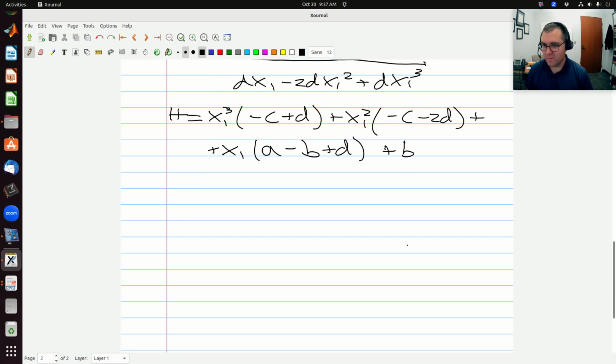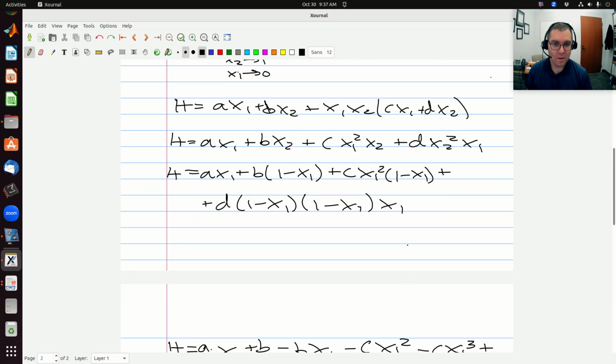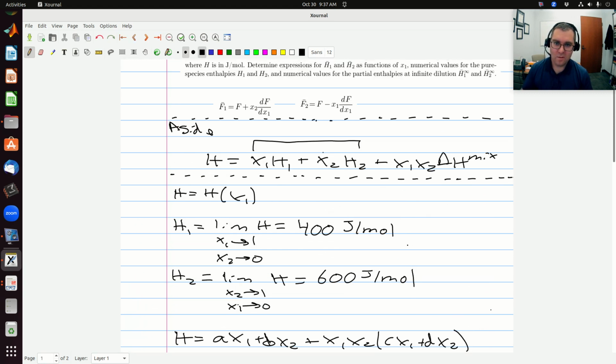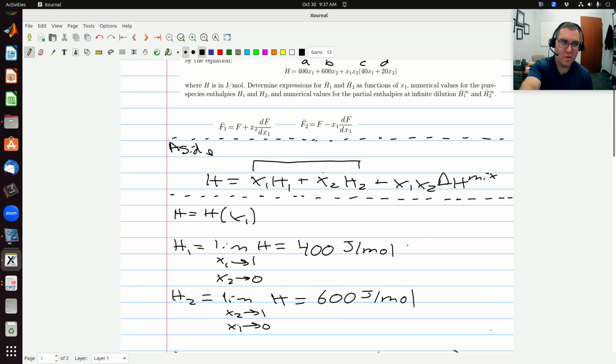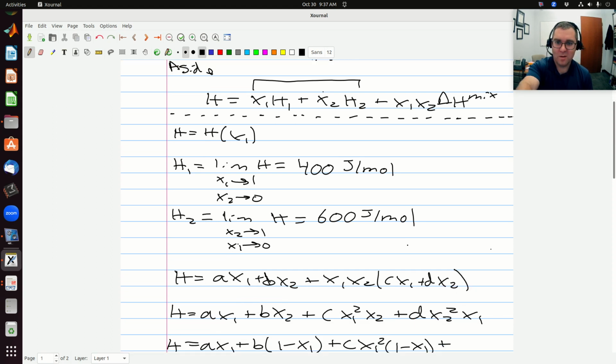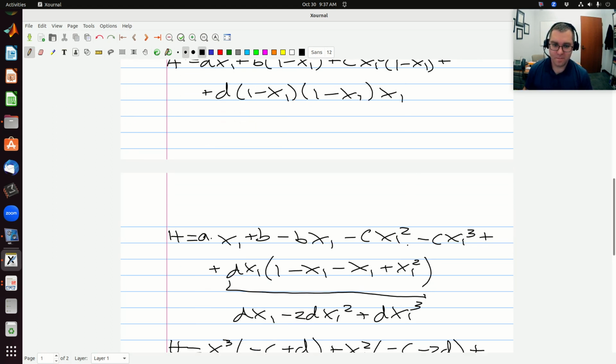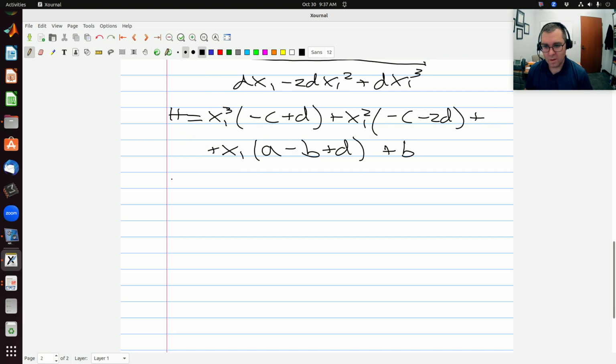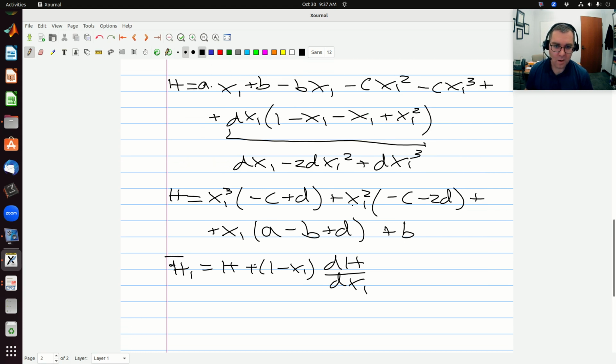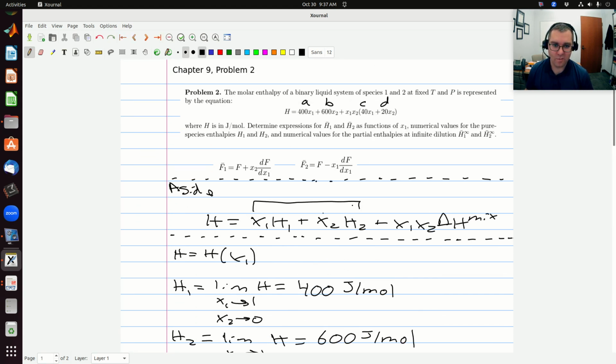Alright, so now if I go to my first equation, in x2 here I'll replace with x1. So h bar 1 is equal to h plus x2, which is 1 minus x1, times dh/dx1. And then I'm actually going to need dh/dx1 for the second term as well.